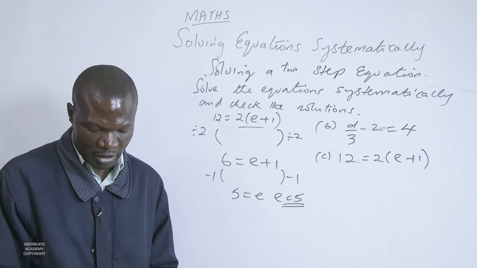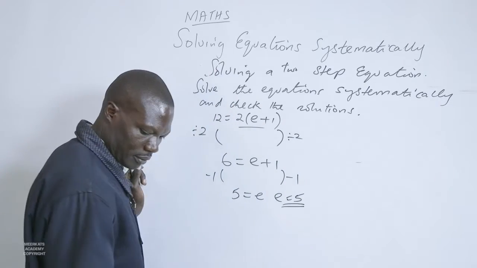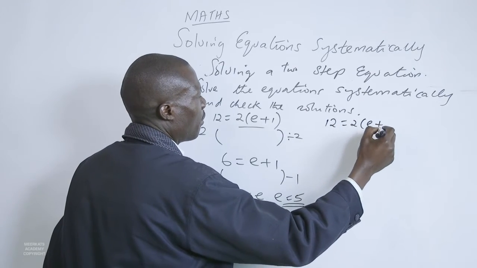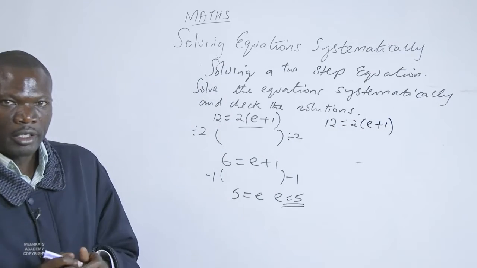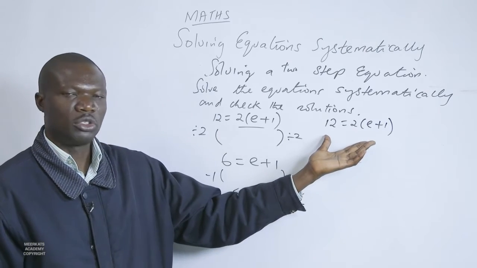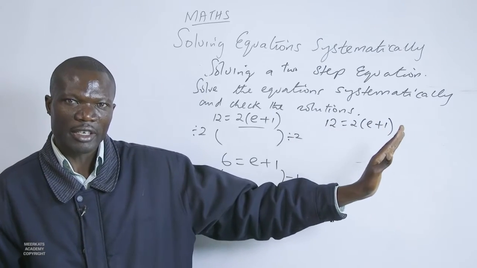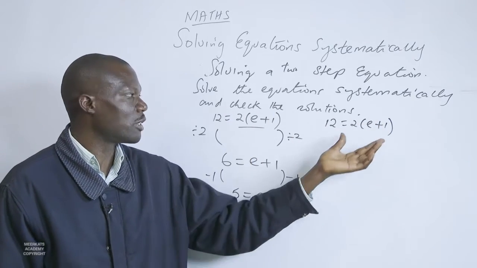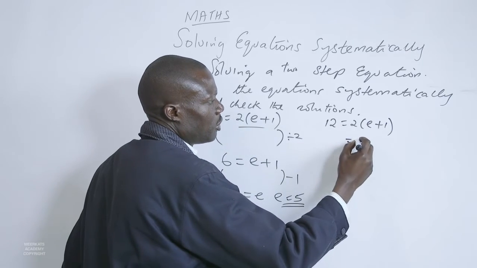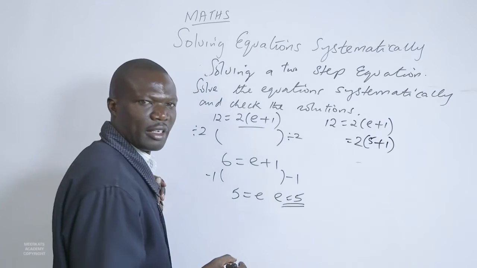This can still be checked again from the original question. Let's see. If e is equal to 5, and the question was 12 is equal to 2 into e plus 1, in this case let us take the right-hand side, substitute the value of e with 5, and see if it will give us the value of 12. That is 2 into e, and e is 5, and then plus 1. That is what we have.